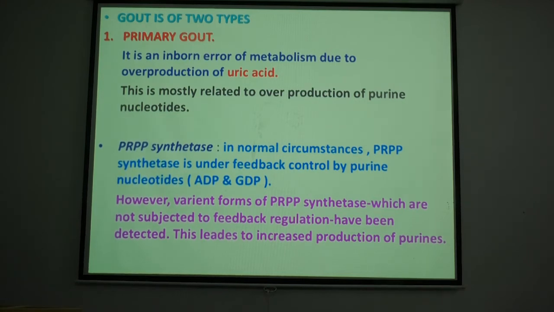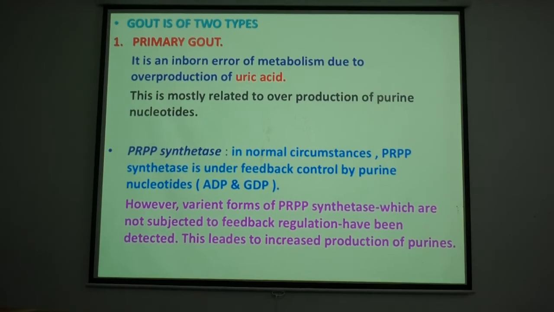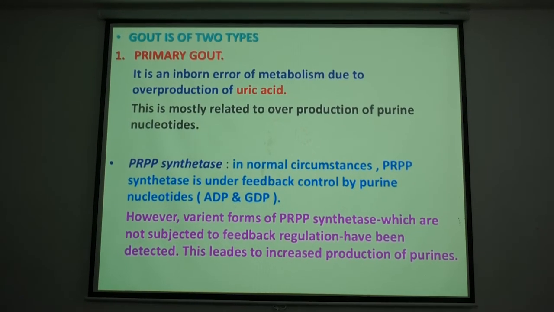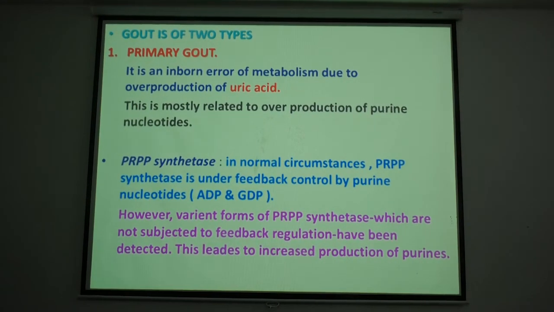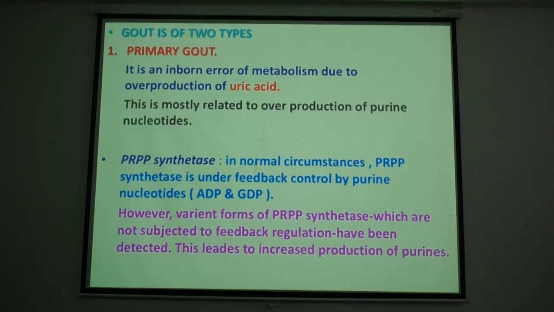So PRPP synthetase should be under feedback control. If it is not controlled, then more and more uric acid will be synthesized. How? Because from PRPP, more AMP will be synthesized, and once more AMP is synthesized, more IMP will be synthesized. Then from IMP to inosine, inosine to hypoxanthine, all these steps, and finally more uric acid will be synthesized.